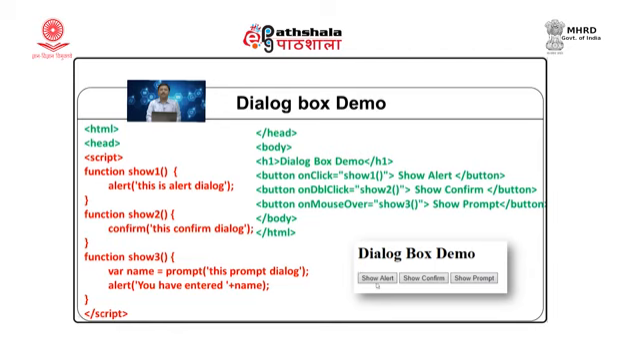Now, as we discussed earlier, I want to show the alert dialog box when the user clicks on this button, and the confirm dialog box when the user double clicks on this button. So, in HTML you can see that the button element is used to display a button, and in the onclick event handler we call this function show1.